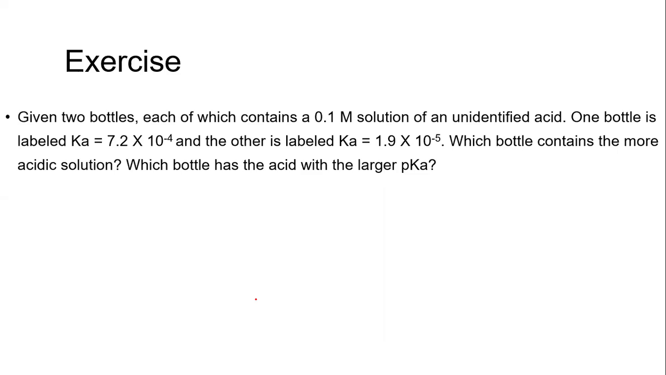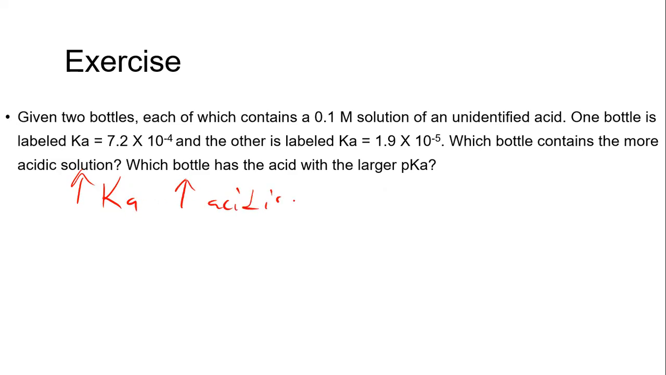Good. Now, we have been given two bottles with the same concentration. They are weak acids, unidentified ones, and then you have been given the K. So which of them is more acidic? Now, K is directly proportional to acidity. That is, the higher the Ka, the higher the acidity, right?